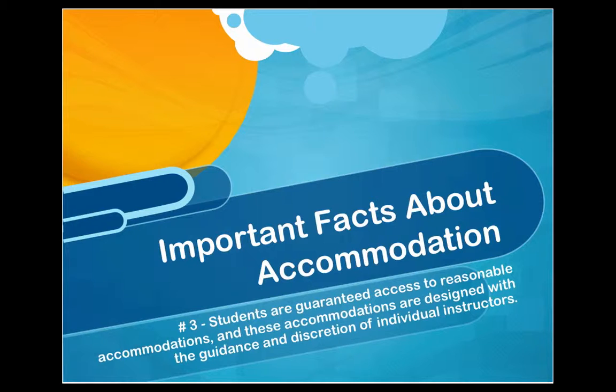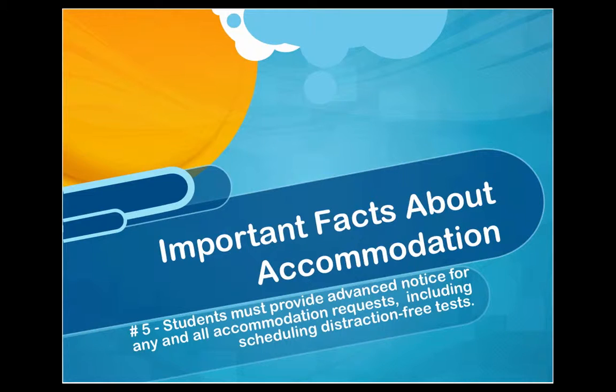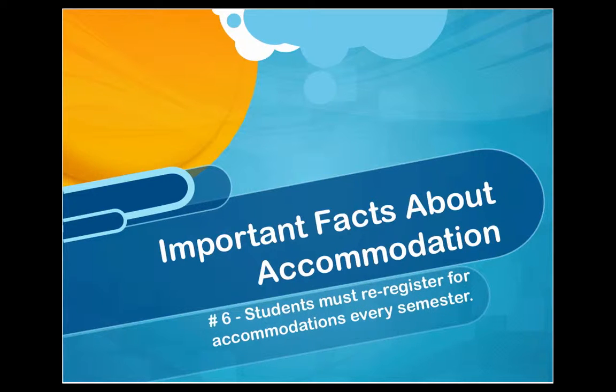Number 3, students are guaranteed access to reasonable accommodations, and these accommodations are designed with the guidance and discretion of individual instructors. Number 4, students must seek their own accommodations, and accommodations are not retroactive. Number 5, students must provide advance notice for any and all accommodation requests, including scheduling distraction-free tests. Number 6, students must re-register for accommodations every semester.